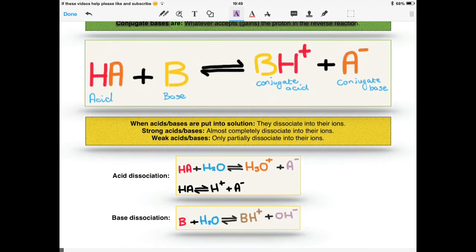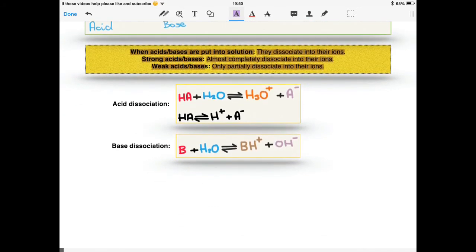When acids or bases are put into solution, they dissociate into their ions. Strong acids or strong bases will almost completely dissociate into their ions in solution, and weak acids or weak bases will only partially dissociate into their ions in solution. I've drawn the acid and base dissociations for these two.